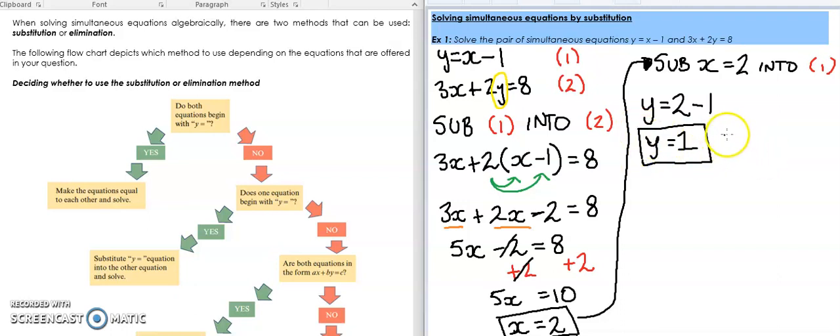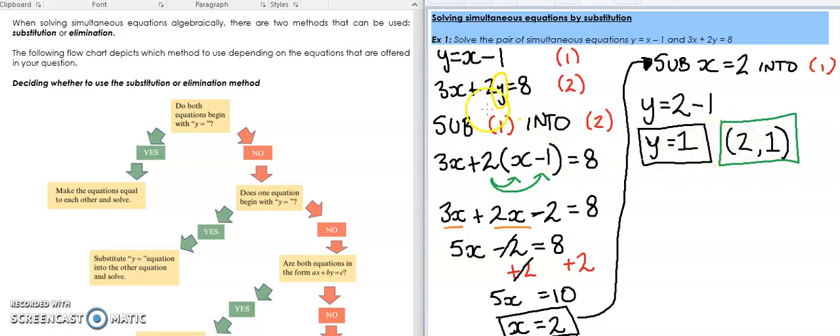Or my pair of solutions is 2, 1. We found the pair of solutions. We found the two numbers that when you substitute into both of these equations, they will be the same. Okay, so let's have a look. If I substitute x equals 2 into here, 2 minus 1 is going to give me 1. Obviously, we just worked that out, so that works.